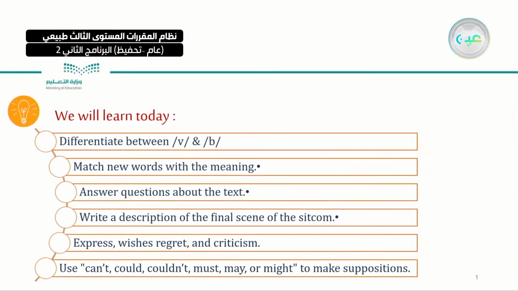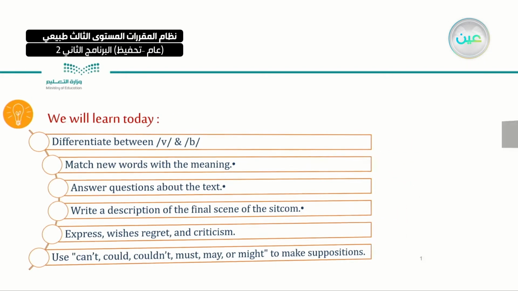Let's see the objectives of today's lesson. Today, inshallah, we will differentiate between the sounds v and b. Also, we are going to match new words with their meanings, and answer questions about the text. Then we will write a description of the final scene of the sitcom. Finally, we will express wishes, regret, and criticism. Also, we are going to use can't, could, couldn't, must, may, or might as modals to make suppositions.